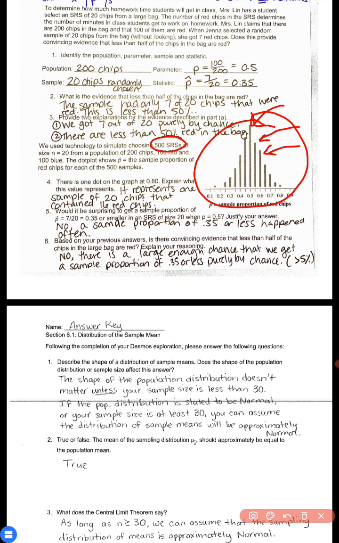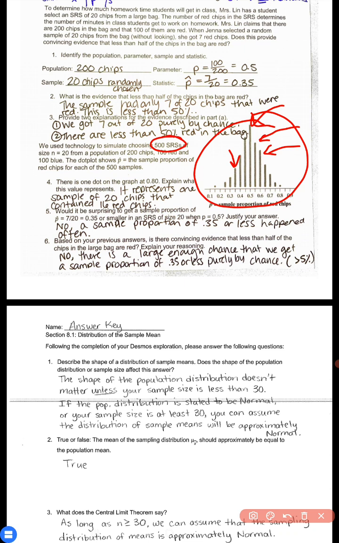Our sample that this student chose was 7 out of 20. That would be 0.35, which is right here. So even though that's not right in the middle of the graph, it doesn't look unusual to get a sample with 35% red chips if Miss Lynn is telling the truth. So based on that, we would say no, a sample proportion of 35% or less isn't unusual.